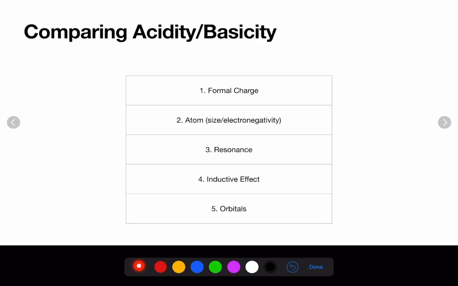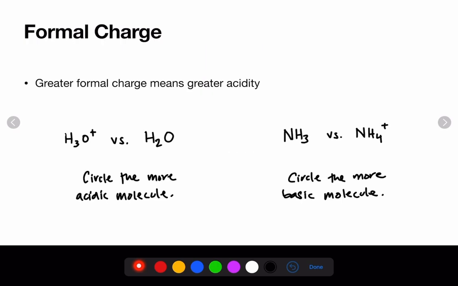To compare acidity and basicity, we will be analyzing compounds in this specific order. We begin with formal charge and then follow the acronym ARIO, A-R-I-O. Regarding formal charge, a molecule with a higher formal charge will be more acidic. This is because a greater charge makes the molecule more likely to accept an electron pair, making it more electrophilic.